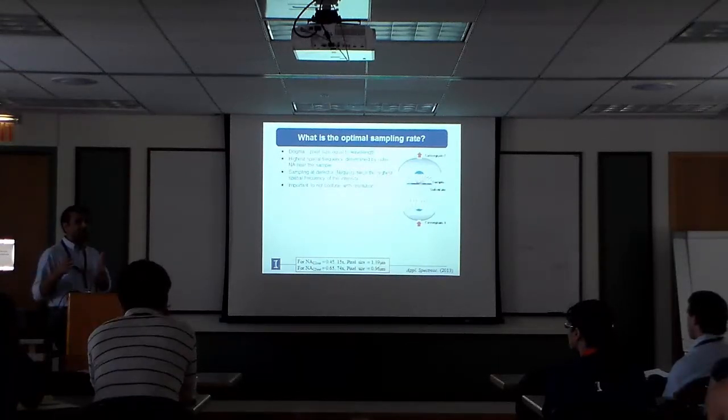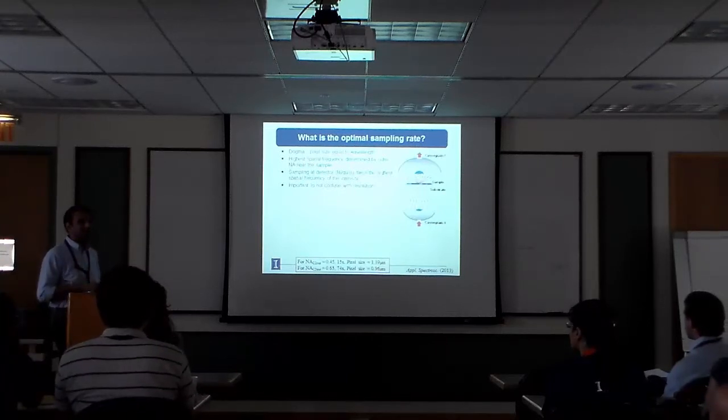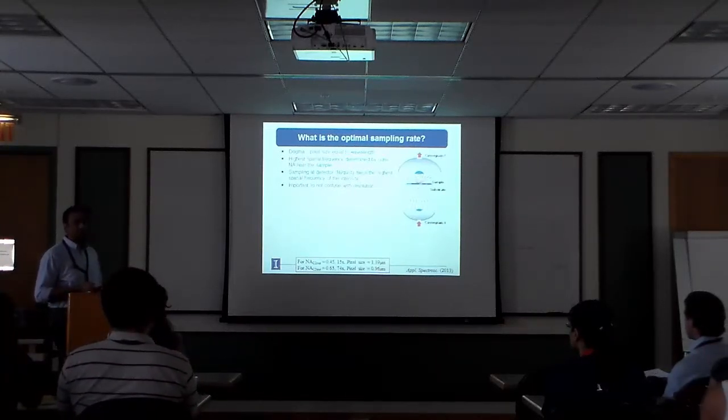Is there more information beyond 10? Is there more information beyond 5? Is there more information beyond 1? So of course, the easy thing to do in this particular case is just use a higher NA lens compared to a lower NA lens, which is done in that case.